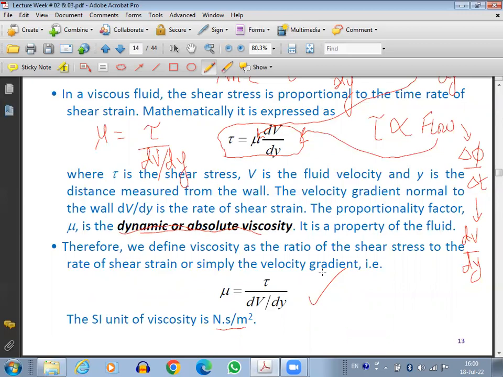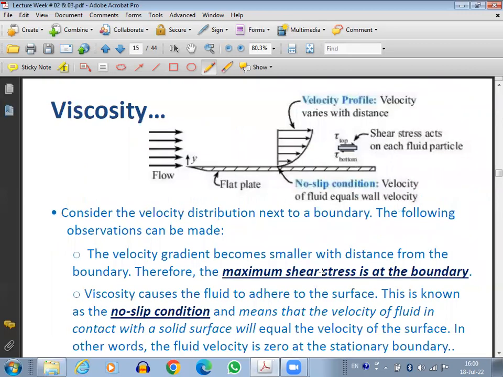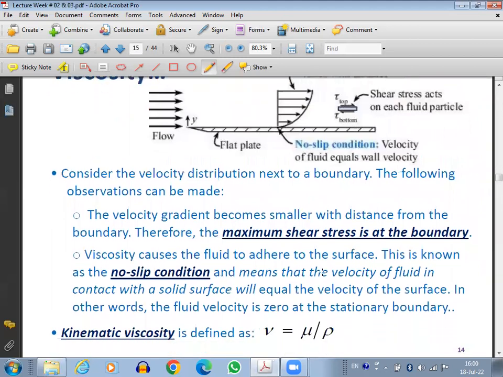With the memorizing of this formula, the unit of viscosity is very clear. Your unit of stress is clear, and dv by dy unit is clear. So you can derive it yourself if you forget the unit of viscosity. It's basically Newton second per meter square. That will be the unit of viscosity. Okay, from there we come up with two observations. These two are very important observations.